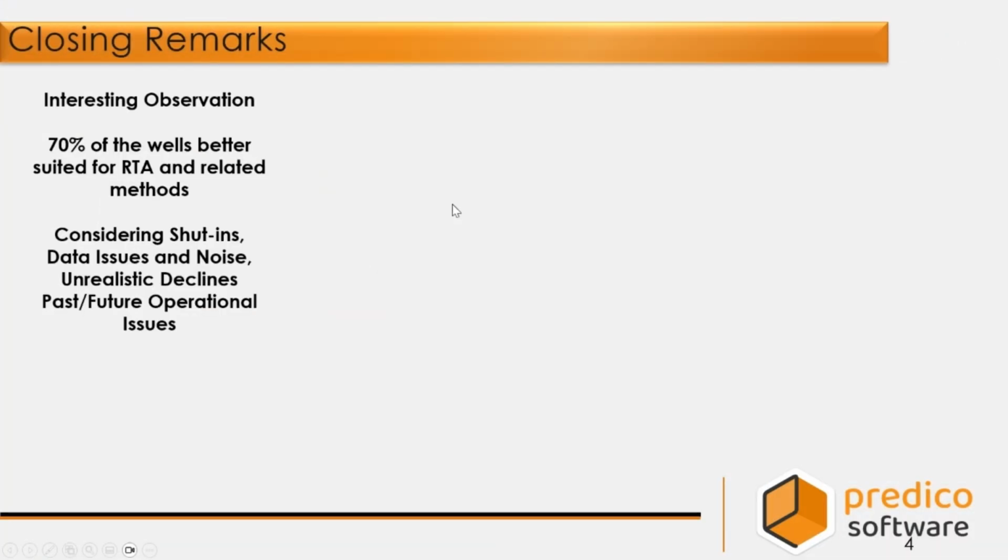In our concluding remarks, we're going to talk about an interesting observation. If we're to go through wells one by one and compare RTA and decline, you could argue that in all our test cases, 70% of the wells are better suited for RTA than decline or related methods. This is basically because decline does not handle bad data issues, noise, ugly data, past or even future operational issues. Or in the simplest case, they often produce unrealistic declines because it's an unbounded solution.